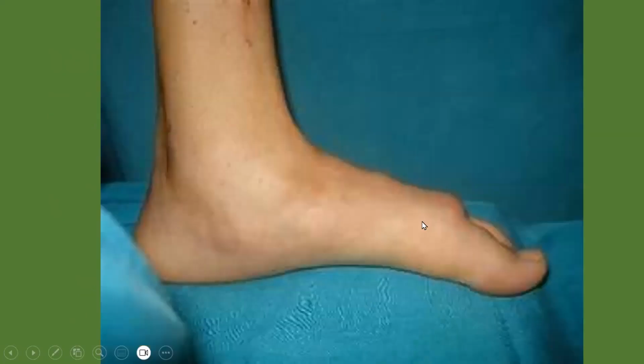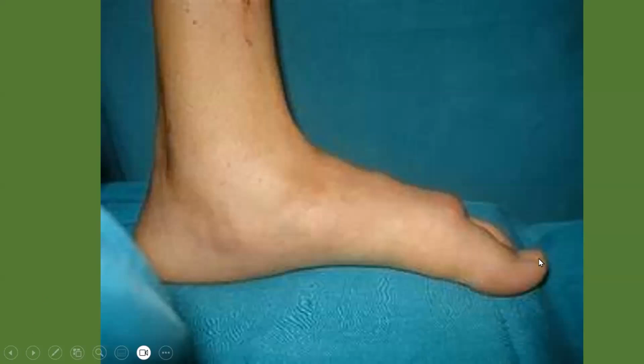This is a dorsal bunion due to overpowering. You can see the prominence of the tibialis anterior, and the flexor hallucis is counter-functioning opposite to the tibialis anterior. You see this bunion here.